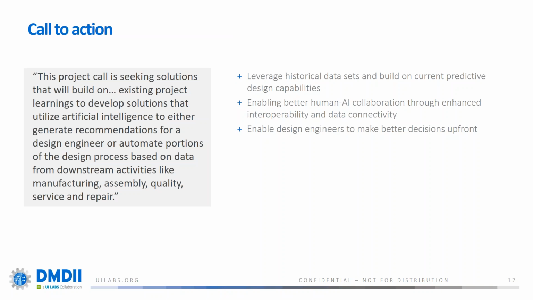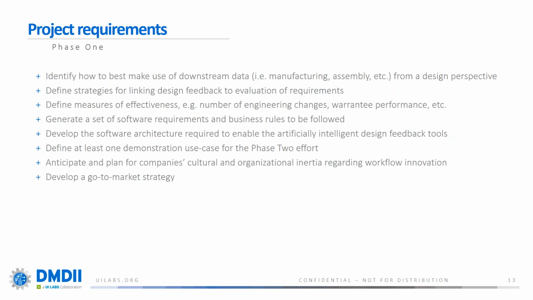So here is a list of project requirements for the first phase. These were developed and refined pretty meticulously. I know that there are a number of requirements, but they're all important, so you should be sure to think about each individual requirement. I'll just run through them really quickly. First, identify how to best make use of downstream data. That question is asking what actually is the best approach to analyzing this data?